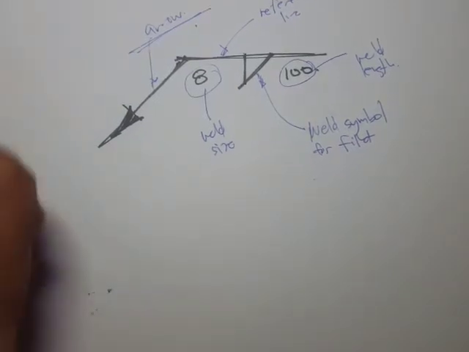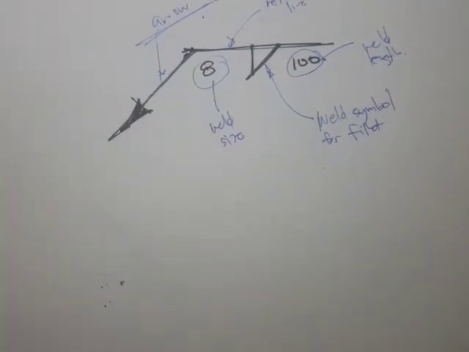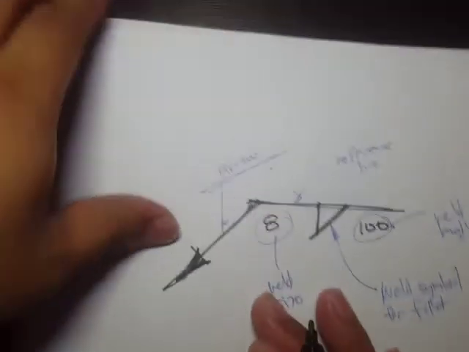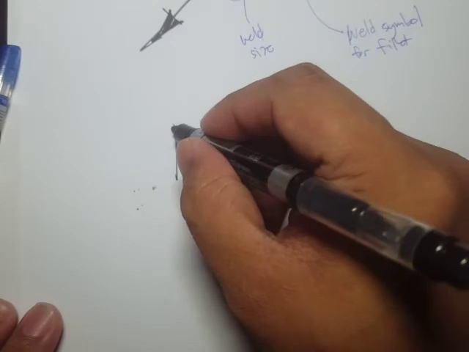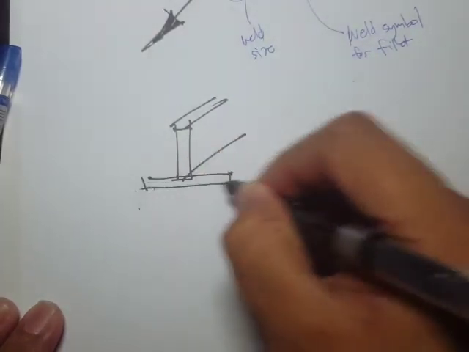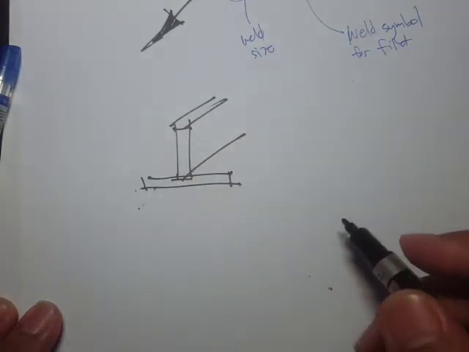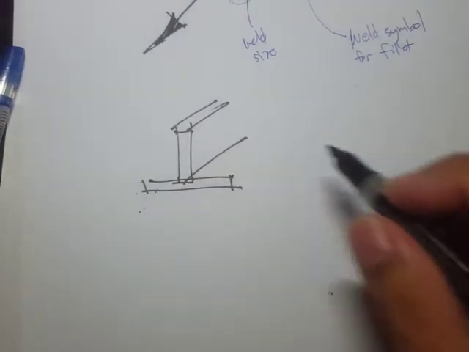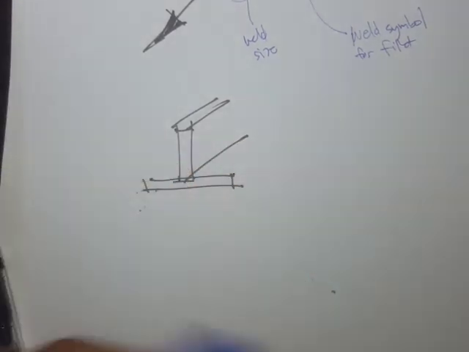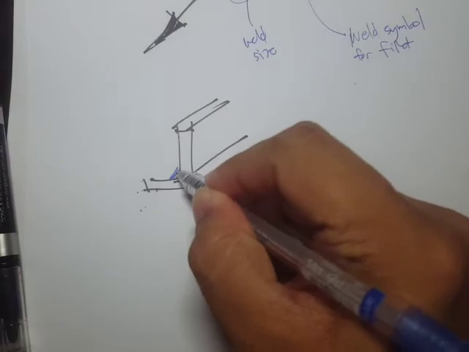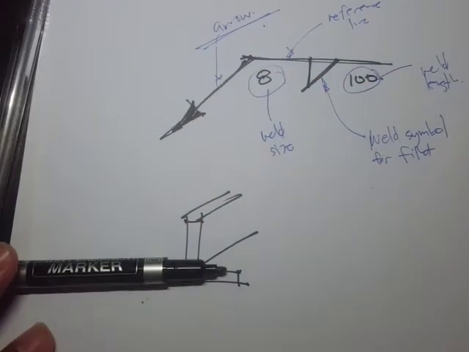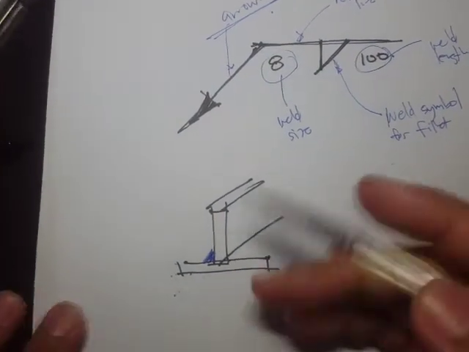So for example, we have this configuration, and we want to weld here. So if we want to weld here, then the notation should be this.